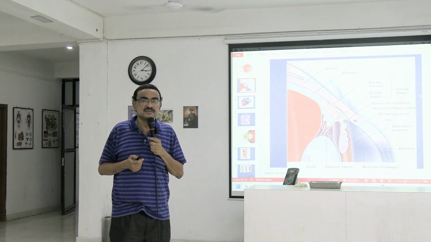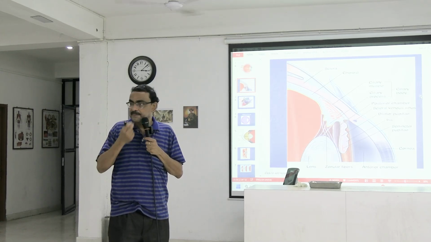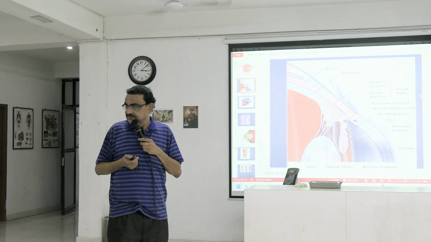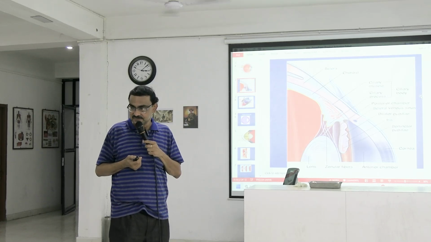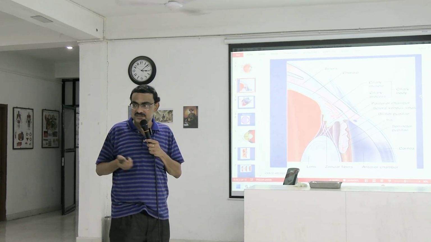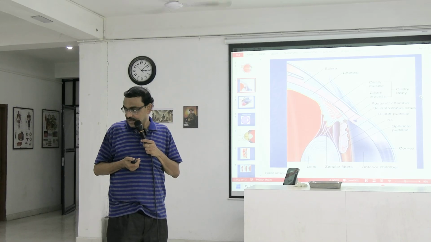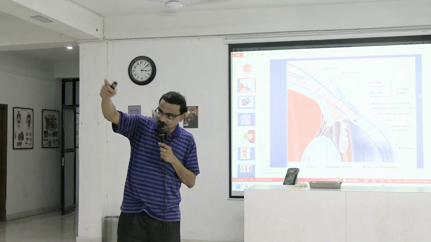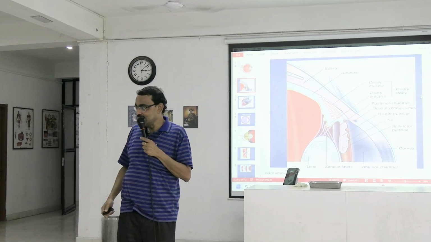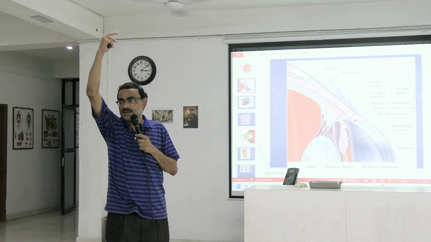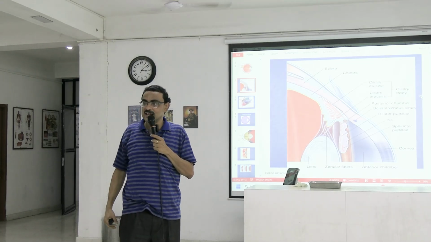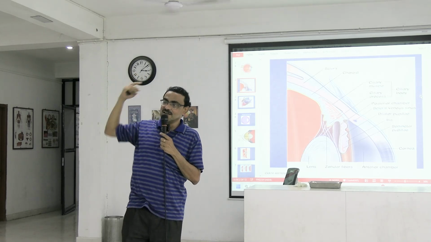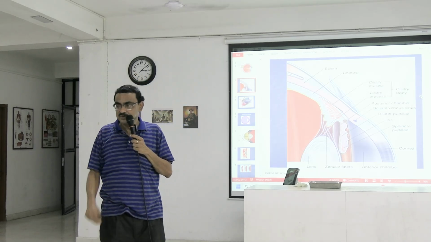The constrictor pupillae is supplied by parasympathetic nerve through the short ciliary nerves. From the Edinger-Westphal nucleus, the fibers go to the ciliary ganglion, and the postganglionic fiber moves along the short ciliary nerve and innervates the sphincter pupillae.